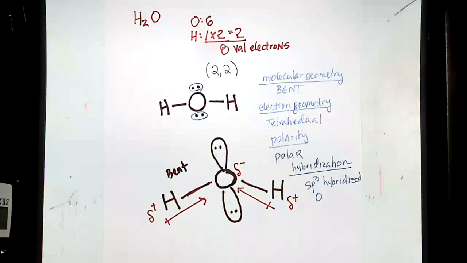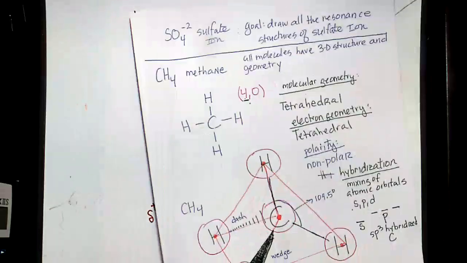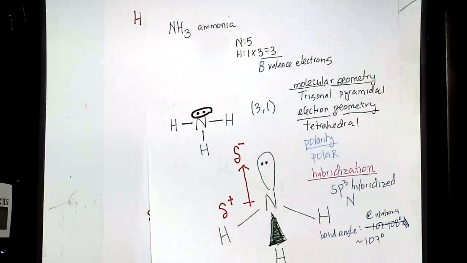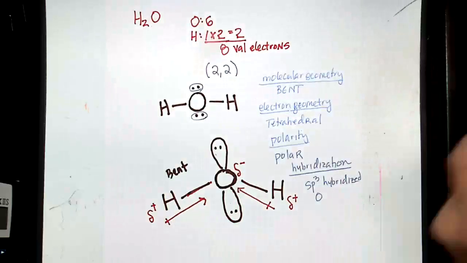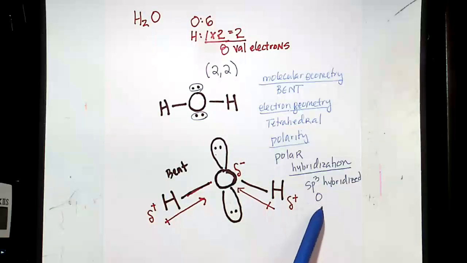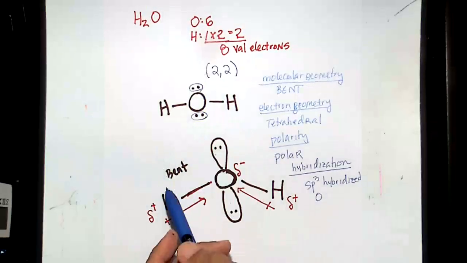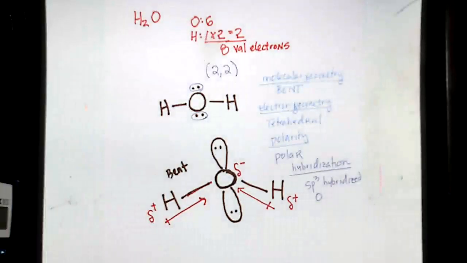So let's just do a comparison here. We had 4 bonds, 0 lone pairs, sp3 hybridized carbon. 3 bonds, 1 lone pair, sp3 hybridized nitrogen. And then 2 bonds, 2 lone pairs, sp3 hybridized oxygen. Okay. So the lone pairs really distort the structure. They're still sp3. They still mix the same amount to get 4, but the lone pairs really, really distort the structure. Okay, and they're going to make the bond angles much less.